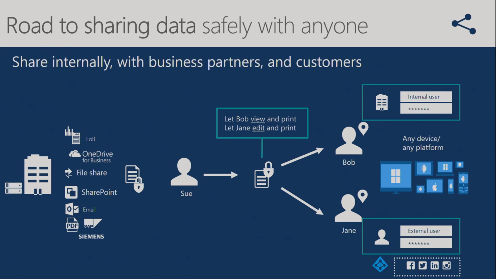So, in the scenario that's on the slide, we have Sue, who wants to share a document, but in 2 different ways. She wants Bob to be able to view the document and print it, and so it goes up to the top right-hand corner for an internal user. And she wants to let Jane edit the document and print it. And so basically, there's one document with a use rights policy that lists out Bob and Jane and says Bob can do this and Jane can do something else.